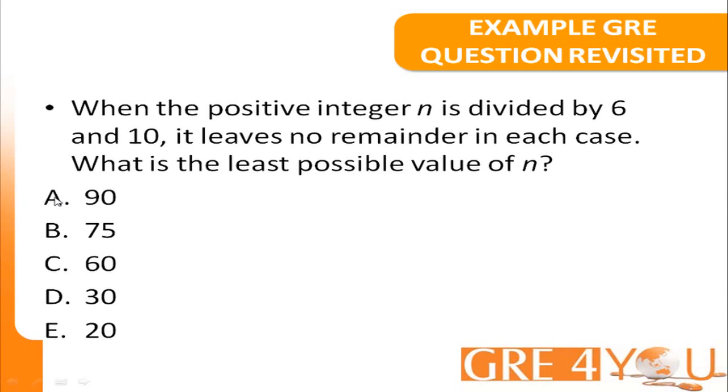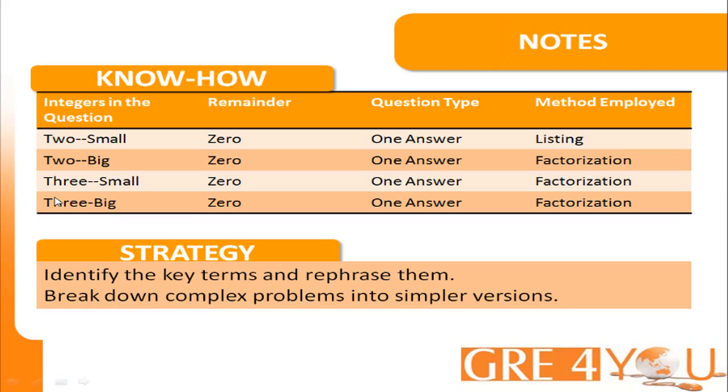Now let's look at the points to be taken away from this video. If you're dealing with two small numbers, select the listing method. Otherwise, select the factorization method. Identify the key terms and rephrase them, and break down complex problems into simpler versions.